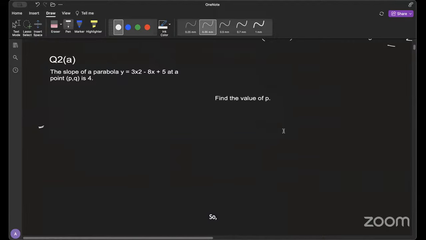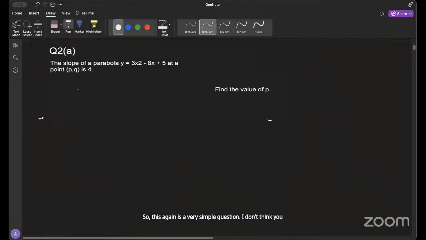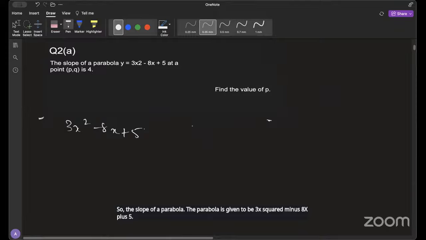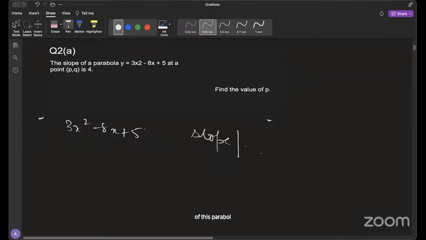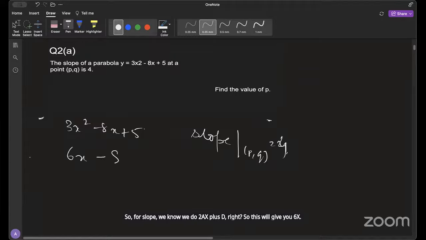So this again is a very simple question. I don't think you guys need to try this one. So the parabola is given to be 3x square minus 8x plus 5. And the slope of this parabola at PQ is given to be 4. So for slope we know we do 2ax plus b, right? So this will give you 6x minus 8. So this is the slope at any point x.